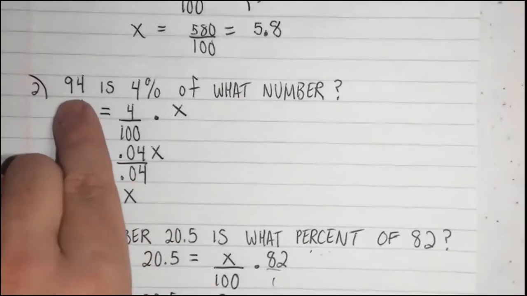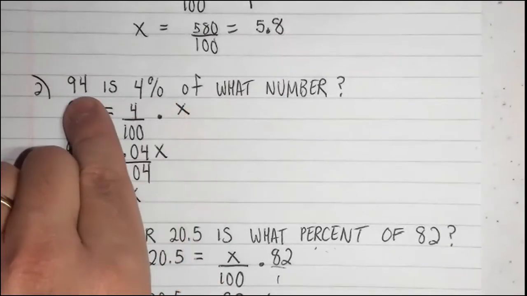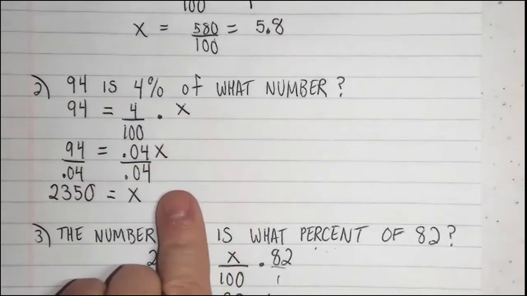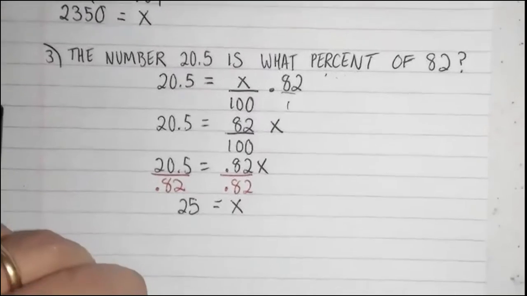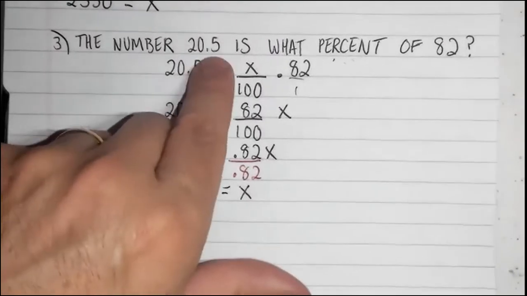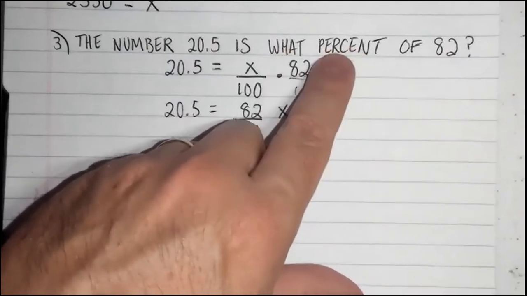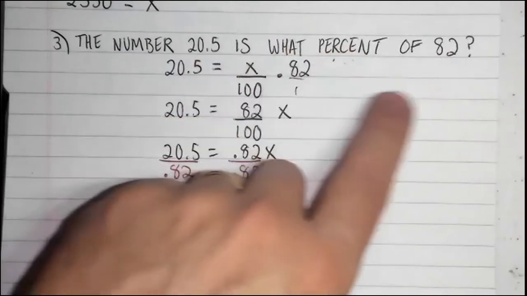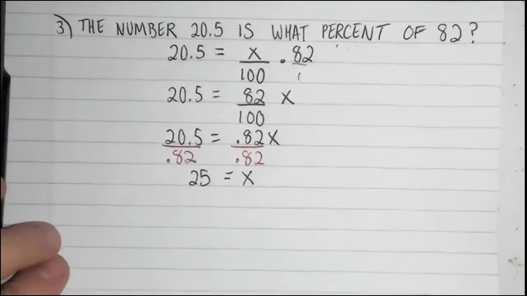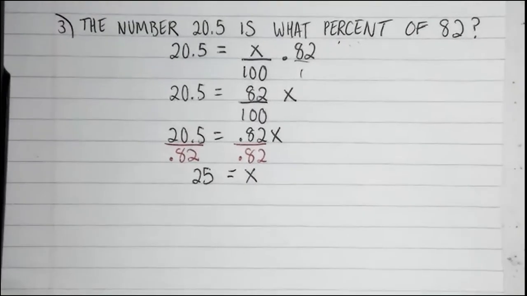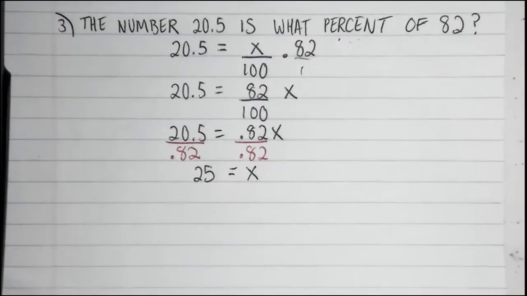This one is, they're giving you the number, and they're saying 94 is 4% of what, and you're finding what that number is. Okay, and then this is the other way where they're giving you the number and they're telling you what it gets you to, and they want to know what percent of 82 that is, and you get 25. The other examples, we've got some word problems that I want to go over with you guys, and then again, kind of your final instructions before your exam.